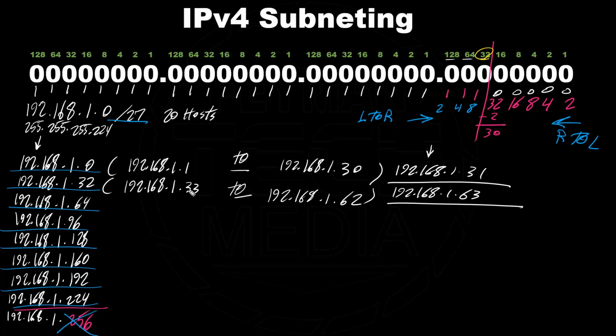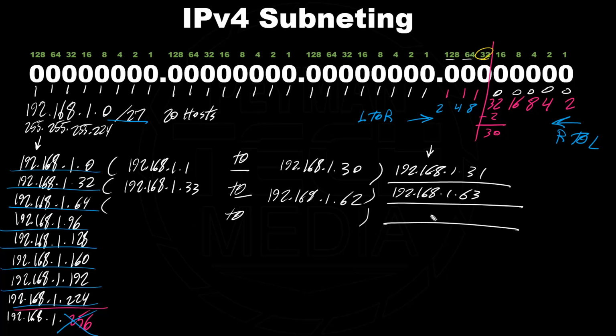And here we can see also we should have 30 available IP addresses. So 1.33 to 1.62, that's a total of 30 available IP addresses. And the same thing applies for the next subnet. We should have 30 available IP addresses. And again, the broadcast address is one less than the next one.